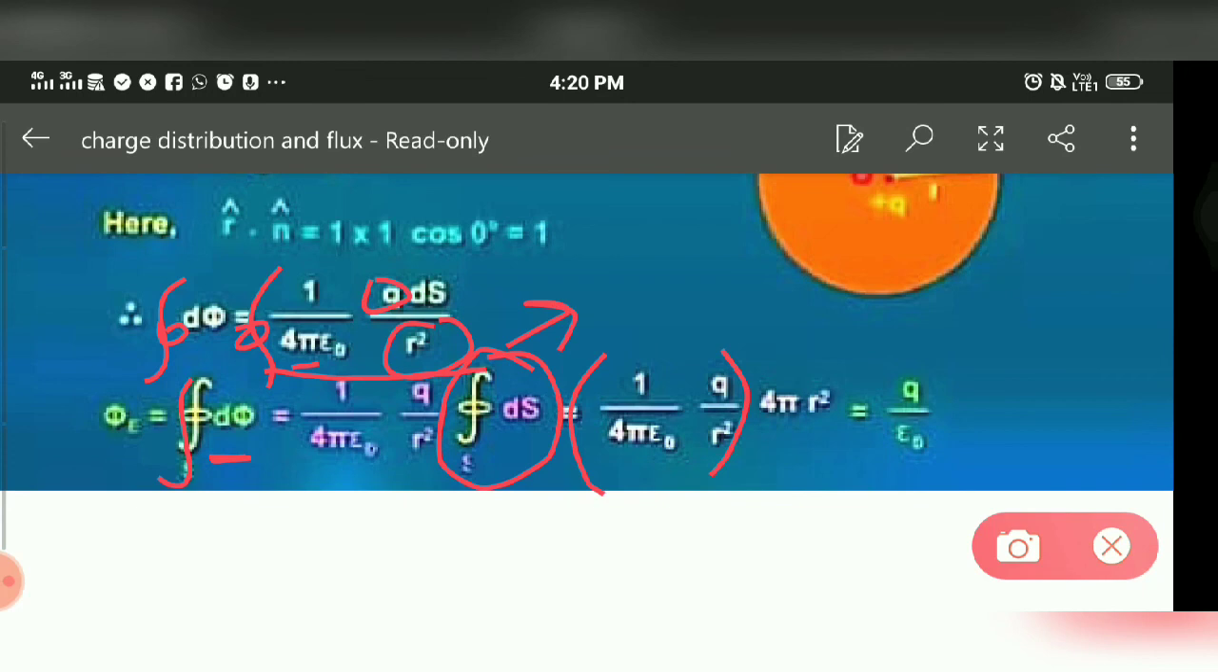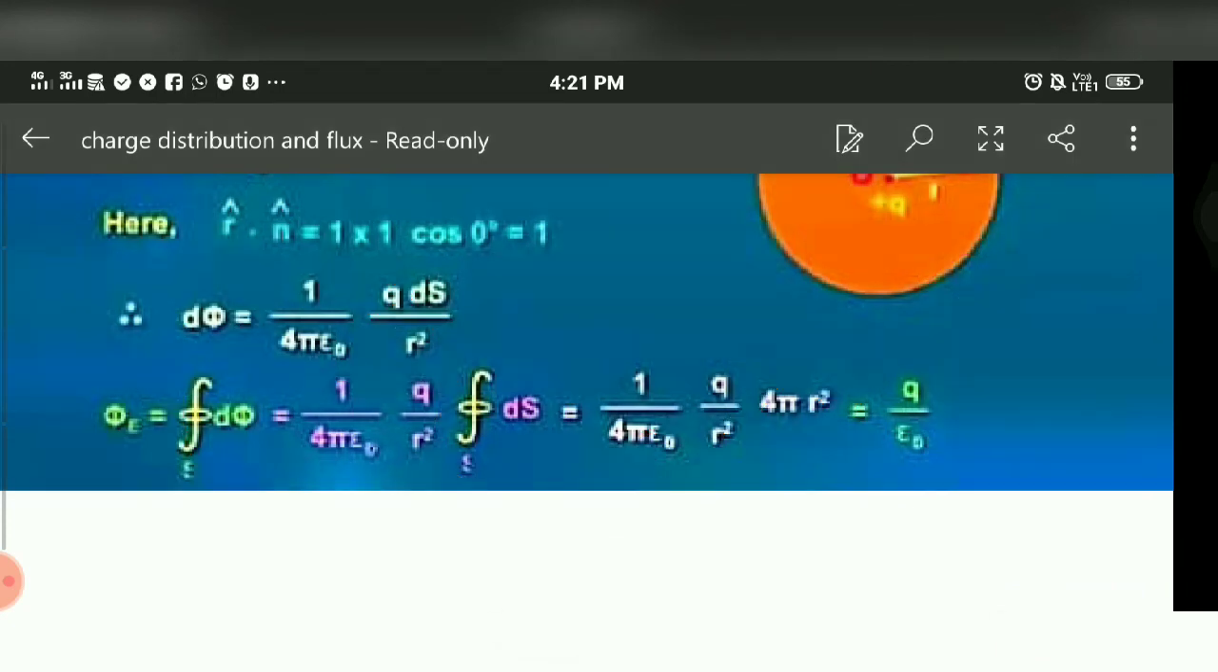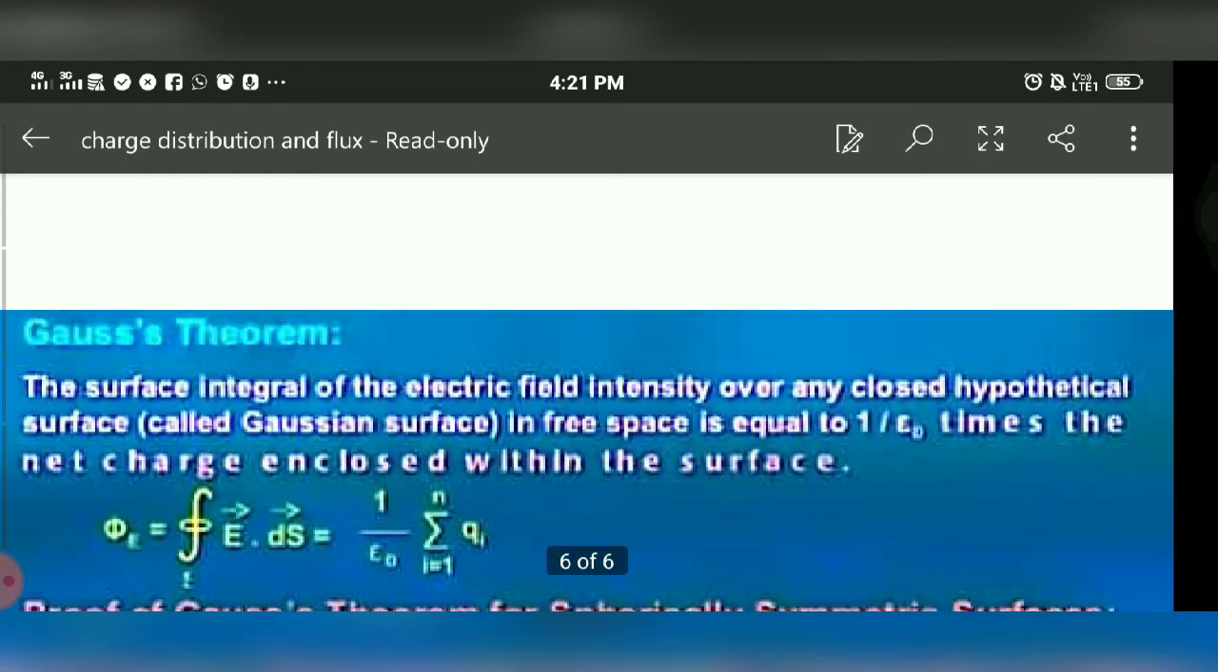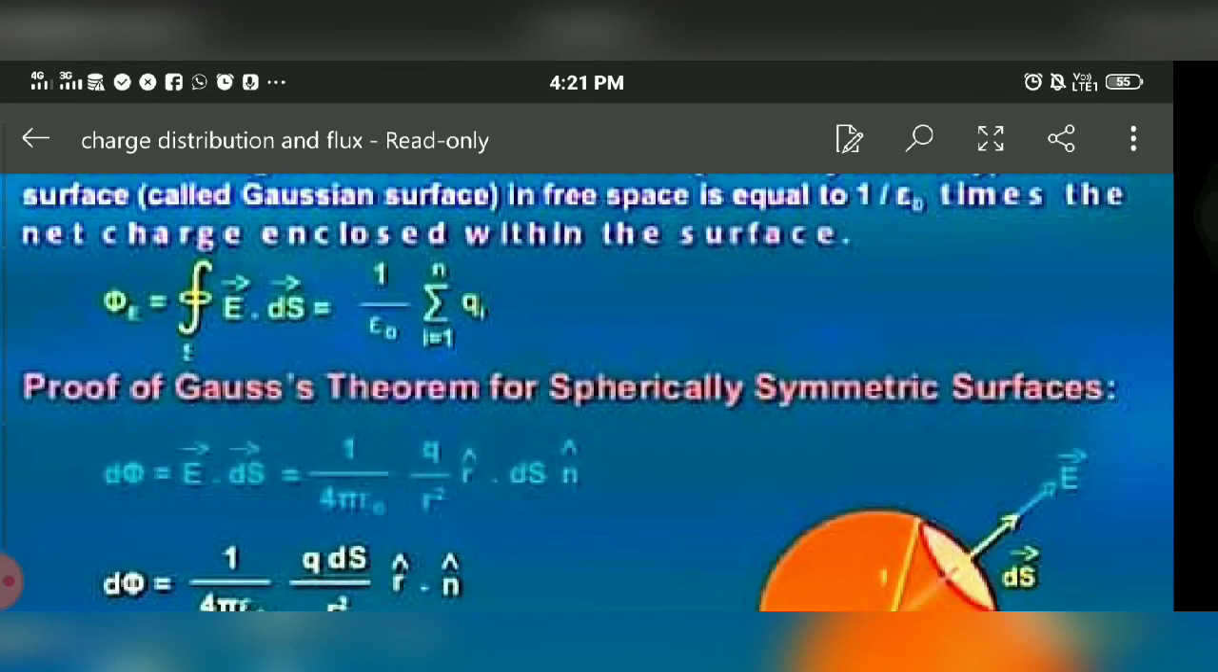For a spherical surface, the integration of ds means the surface area, and the formula is 4 pi r square. So substitute the value: r square gets cancelled with r square, 4 pi with 4 pi, and we are left with q by epsilon. So we started with E dot ds and we get the result q by epsilon. So we can say Gauss theorem or Gauss law is verified for a spherically symmetric surface. That's it.